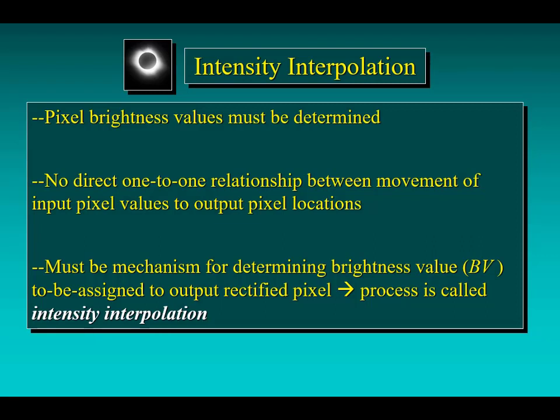Keep in mind that a pixel in a rectified output image often is going to require a value from an input pixel grid that does not fall neatly onto a row and column coordinate. Thus, there has to be some sort of a mechanism for determining the brightness value to be assigned to an output rectified pixel. And that particular process is referred to as intensity interpolation.